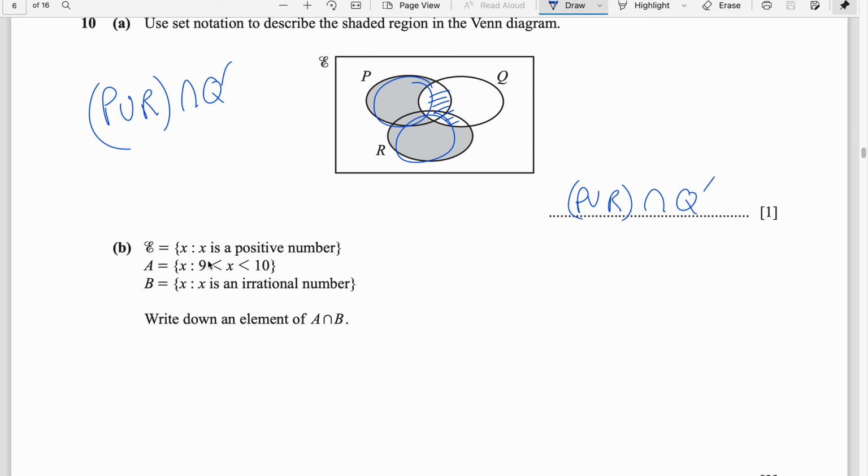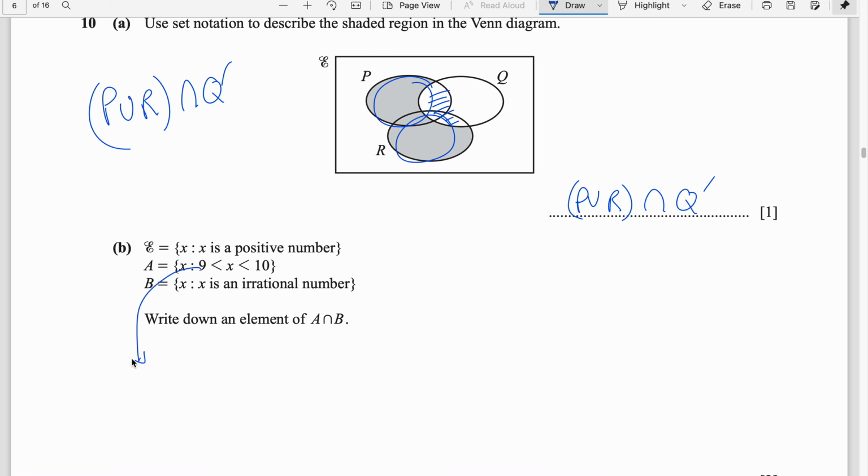B part, X is such that X is a positive number. A is X is such that 9 is less than X, X is less than 10. B is such that X is an irrational number. So write down an element of A intersection B. So it should be irrational, one thing, and it should be between 9 and 10.